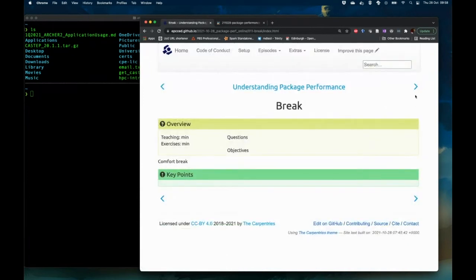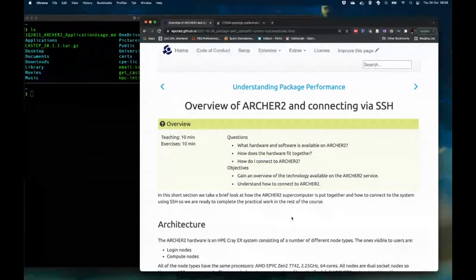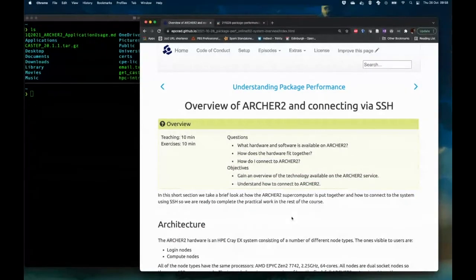Oh, it says break here first, but we're going to keep going for the moment because I want to get the SSH connection out of the way, and then we'll stop for a wee while. So in this short section, I'm going to talk about what hardware and software is available on Archer 2, how it all fits together, and how we connect to Archer 2. The idea is that you have some idea of how the whole system fits together, so you understand what you're actually doing when you submit jobs and run things on the system, but also that you get to the stage where login is working successfully. So that prepares us for the rest of the course.